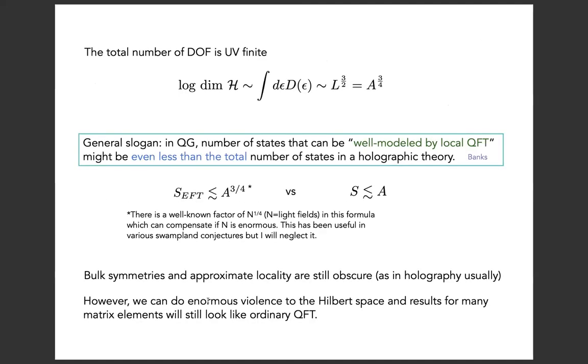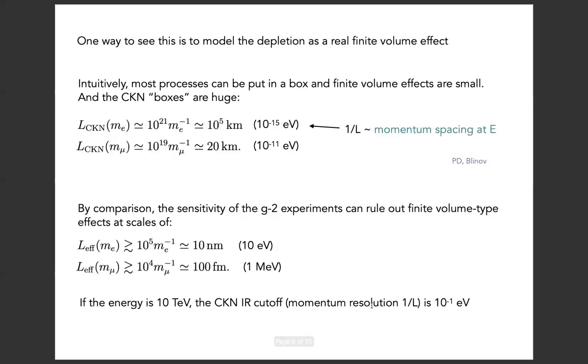Okay, yes, and that indeed is what I'm about to talk about. So we can do enormous violence to the Hilbert space, I claim, and the results for few particle matrix elements, product states and things, will still look like ordinary quantum field theory. So one way to see this is to take a model, and don't take this as a serious thing, just a toy model.